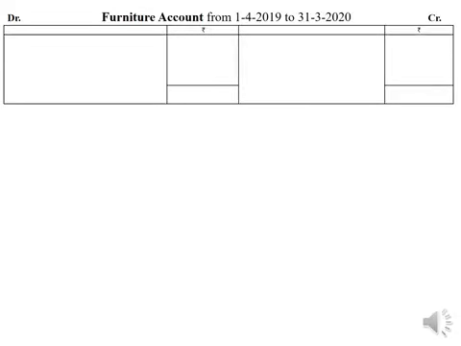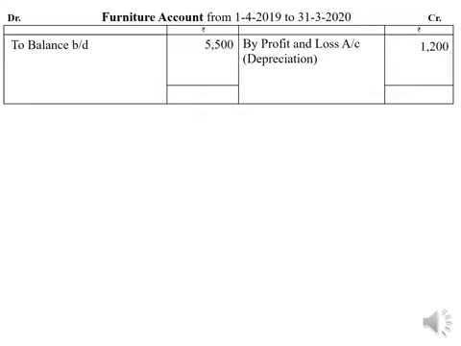Prepare furniture account from 1/4/2019 to 31/3/2020. As it is an asset, the opening balance will be on the debit side. To balance brought down rupees 5,500. Record the depreciation amount by profit and loss account, depreciation rupees 1,200. As there are no other transactions relating to furniture account, record the closing balance, by balance carried down rupees 6,500.